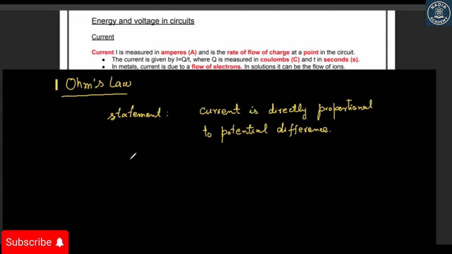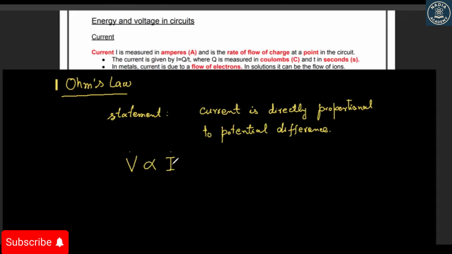Mathematically, we can write this as potential difference V is proportional to electrical current I, meaning these two parameters are directly proportional to each other. This sign here is the sign of proportionality. This equation tells us that both potential difference and current are directly proportional. This means if you increase the potential difference, current will increase. If you decrease potential difference, current will decrease.